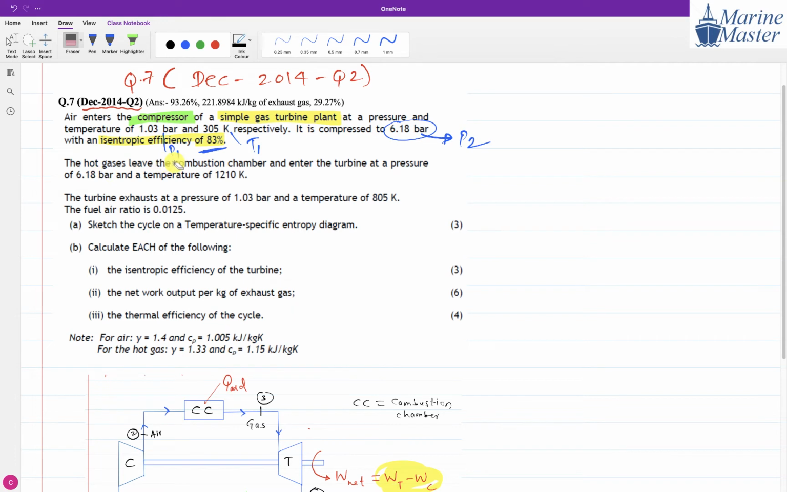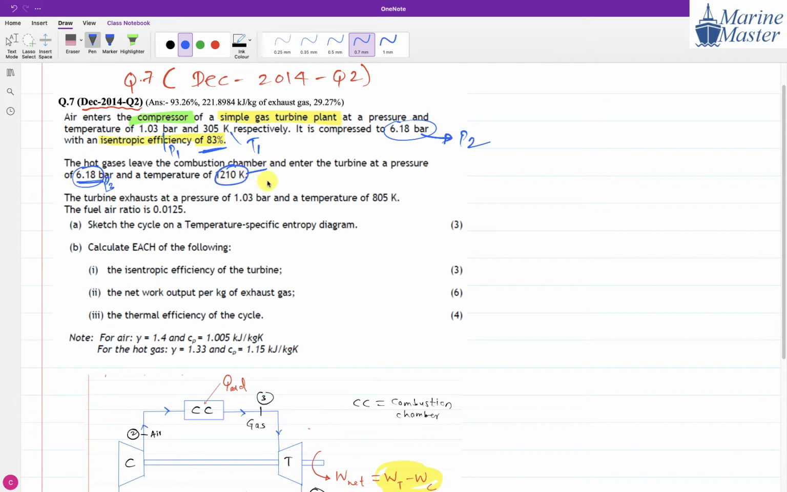Now hot gases leave the combustion chamber. Air enters the combustion chamber, where combustion takes place, and due to combustion we get hot gases, which leave the combustion chamber at a pressure of 6.18 bar. Just observe: the pressure of point 2 is 6.18 bar. What is the pressure of point 3, the outlet of the combustion chamber? It is also 6.18 bar. So P2 and P3 are the same.